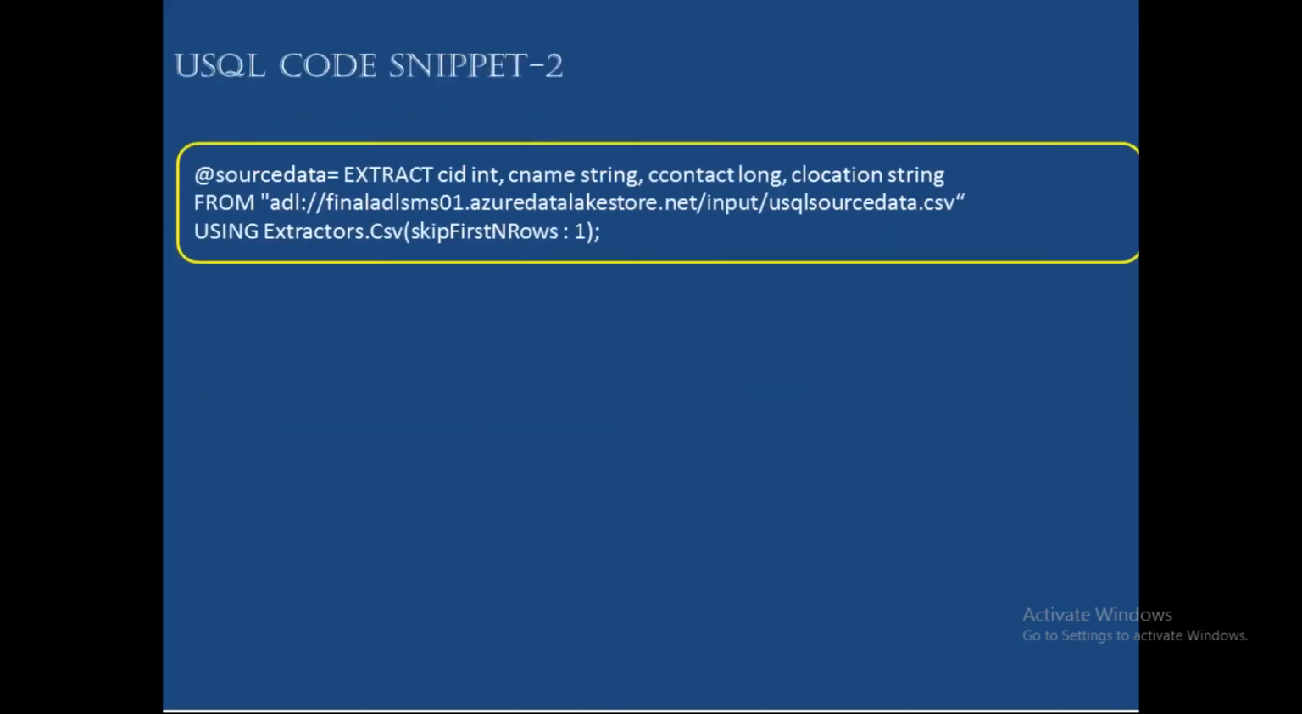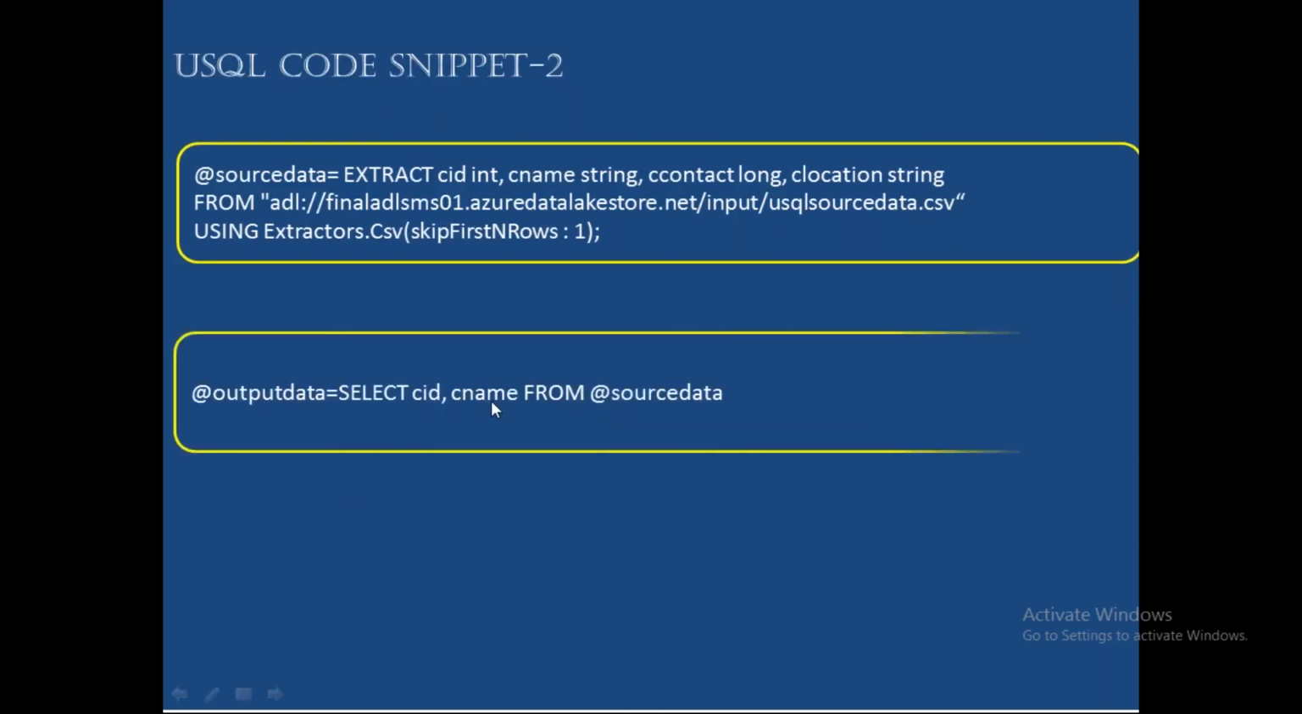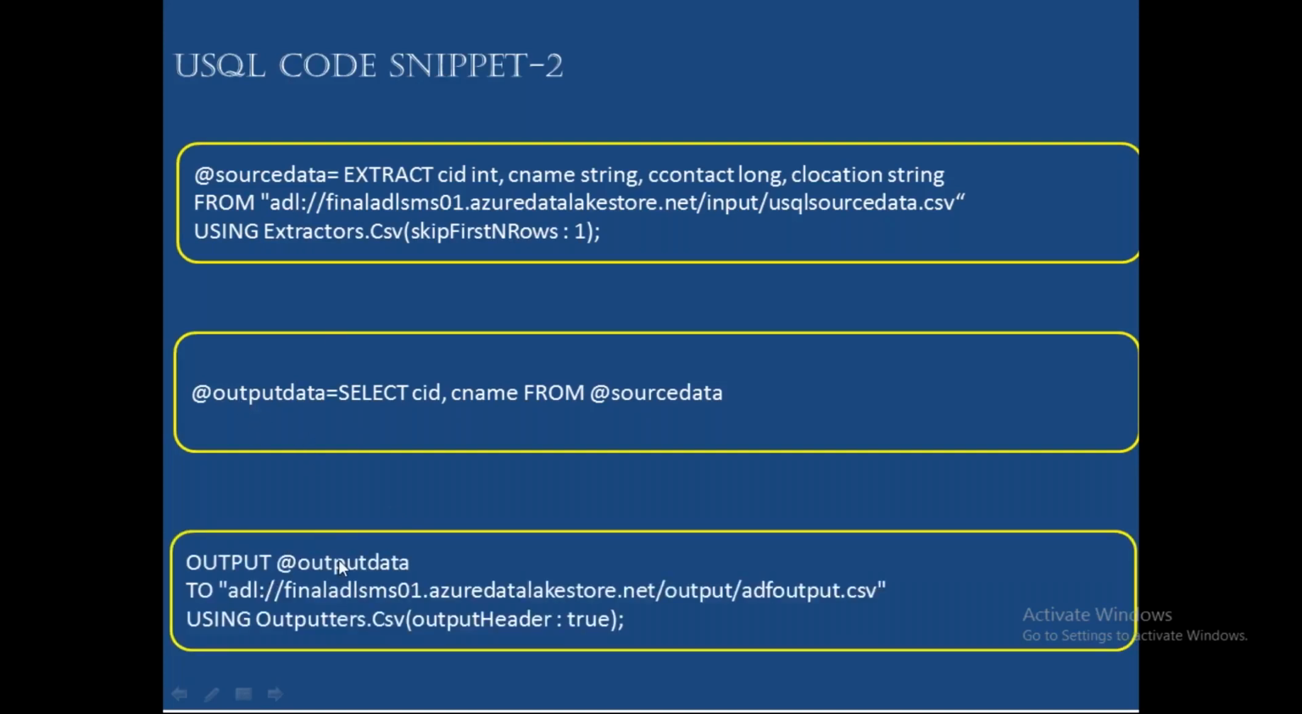Okay, now let's move on. Same, I'm reading the data. This time I'll apply some transformation. Can you see source data acts as a table? So SELECT CID, CName FROM @sourcedata. Instead of taking all the columns, I'm going to select only these two columns, and for these two columns I will say output is @outputdata, not @sourcedata. From source data, I selected these two columns, I can call it output data. This output data I'm writing into my target.